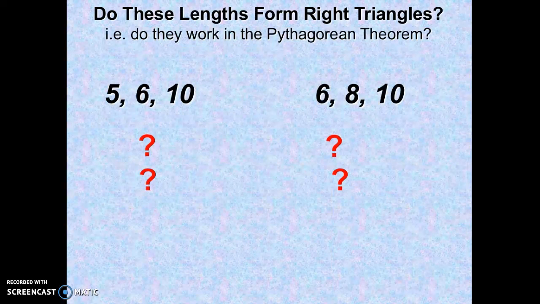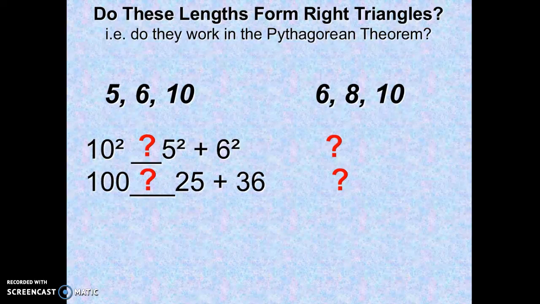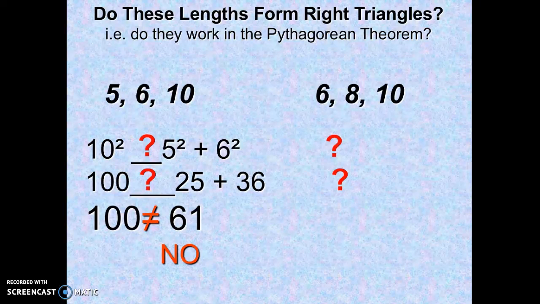So, we're given these two sets of side lengths: 5, 6, and 10, and 6, 8, and 10. And we're going to test them with the Pythagorean theorem. So let's set this up. Always the longest side is our hypotenuse, so that we know to stick it on the C side. So C squared, does it equal A squared plus B squared? Does 10 squared equal 5 squared plus 6 squared? Let's see what we get. 10 squared is 100, and of course the other two are 25 and 36. Add that together. Does it equal 100? No, it doesn't. So this one is not a right triangle. Just that simple.